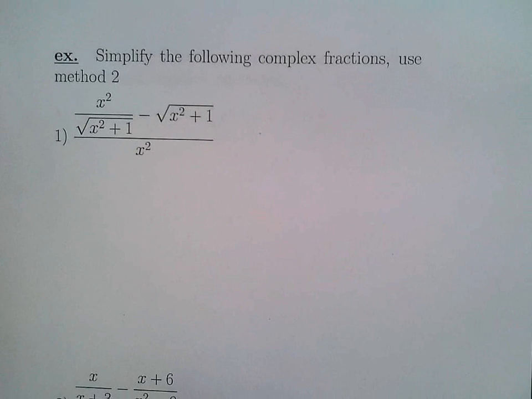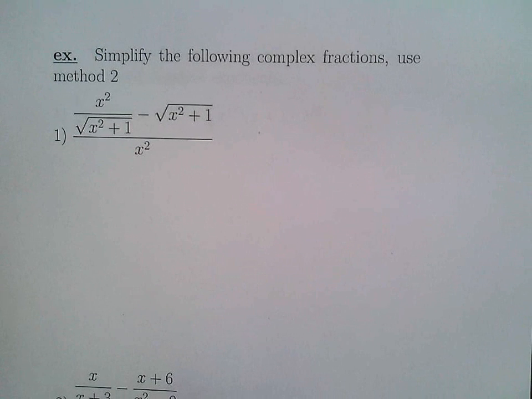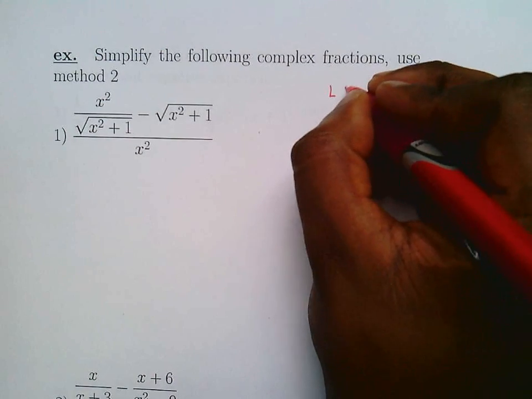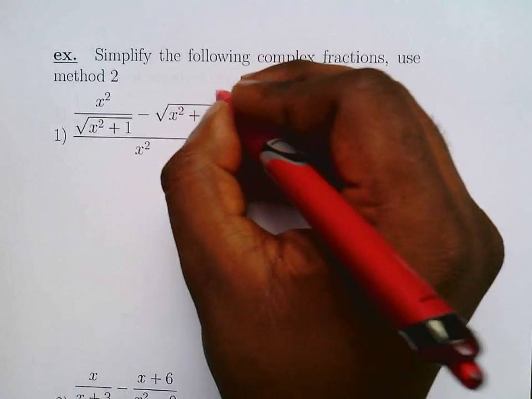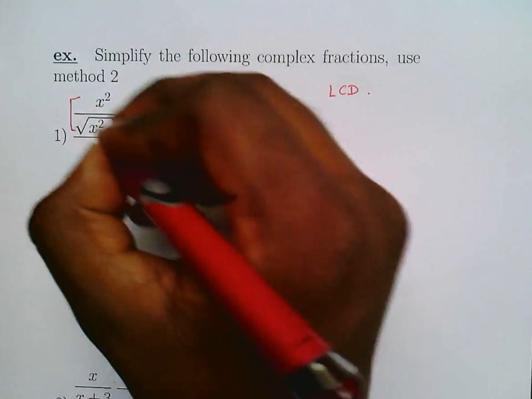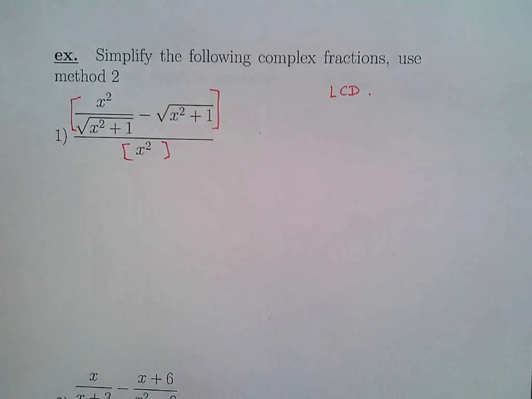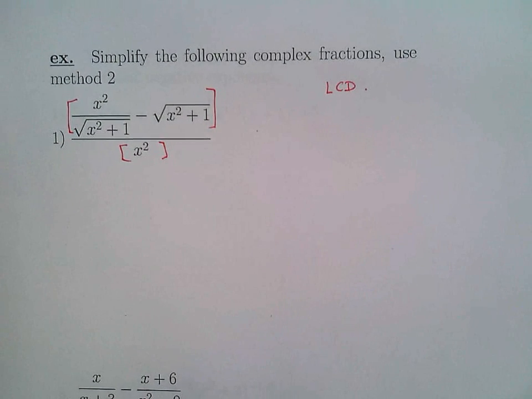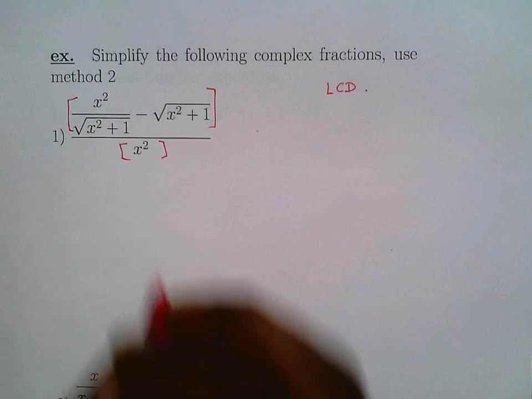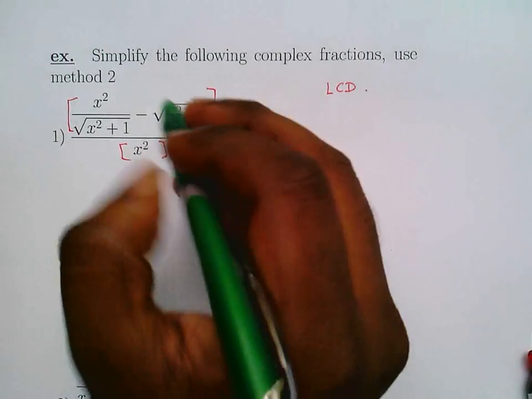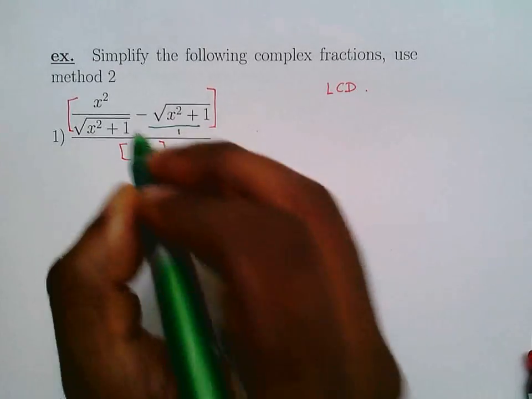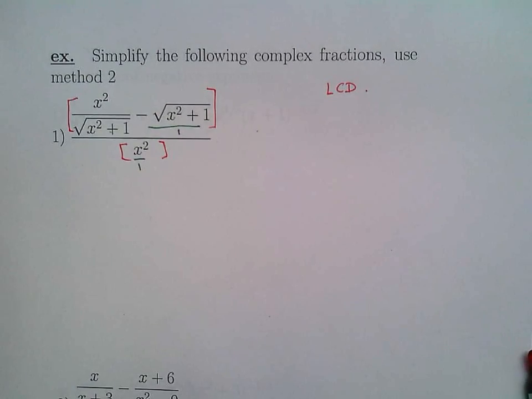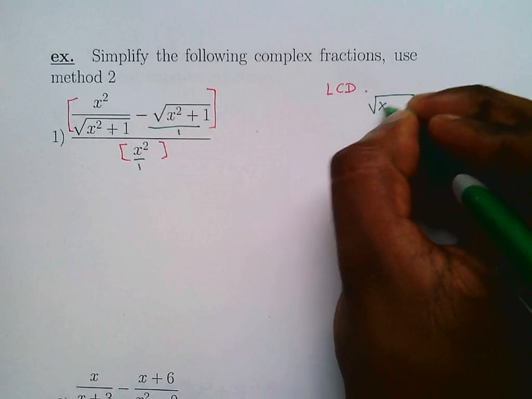Okay, so let's simplify the complex fraction. Use method 2. So we did this method 2 in class. So what we do is find the least common denominator and then multiply the top and the bottom with the least common denominator. Okay, and the only denominator it has is just the square root of x squared plus 1. There are no other denominators, so that would be the only denominator, which is the least common denominator in this case.